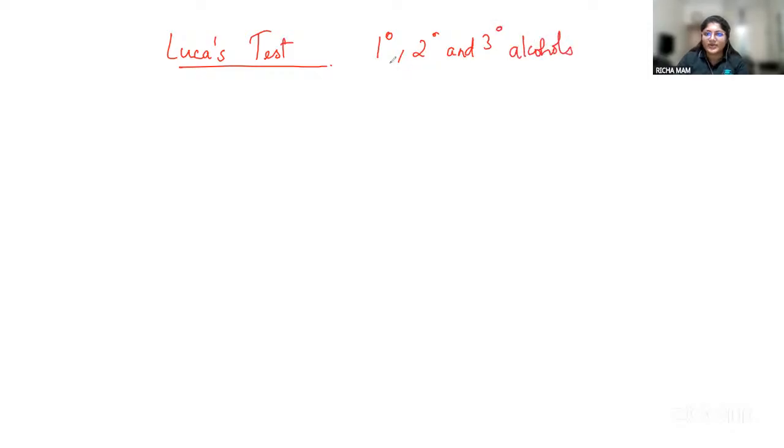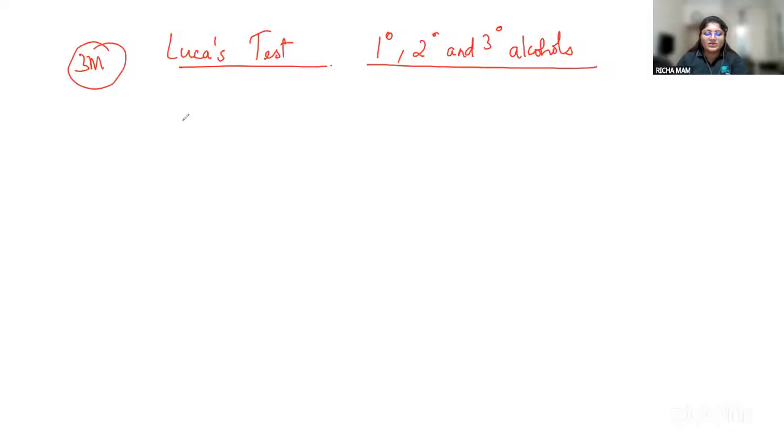Now, there is one more important reaction, that is the Lucas test. The Lucas test is used to distinguish between primary, secondary and tertiary alcohols. So it is very, very important. Mark this question as important for 3 marks.